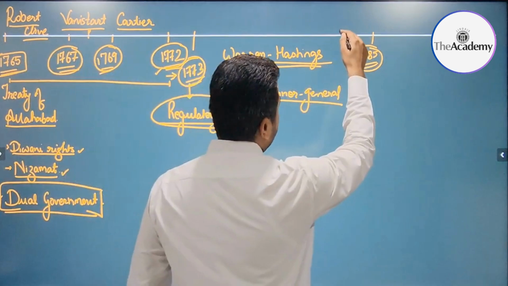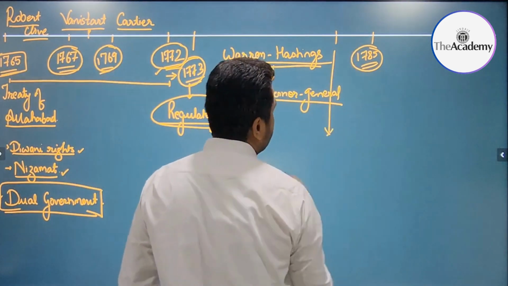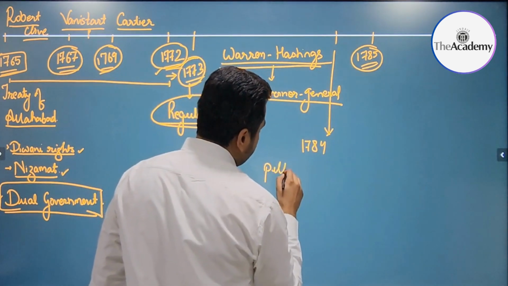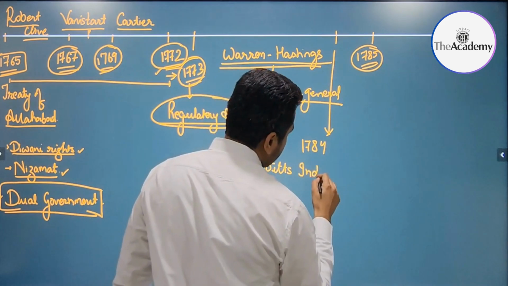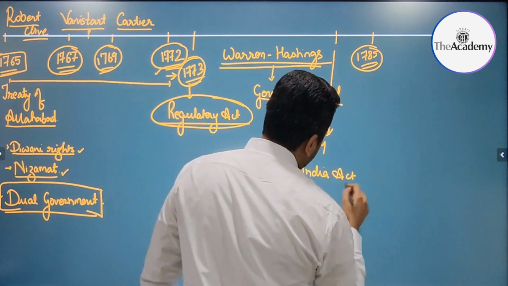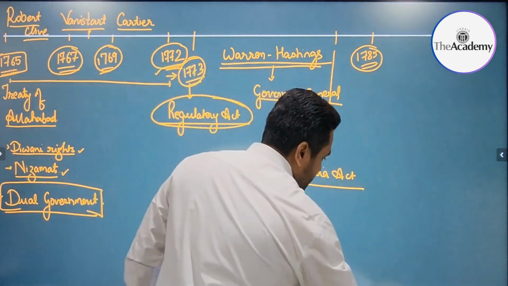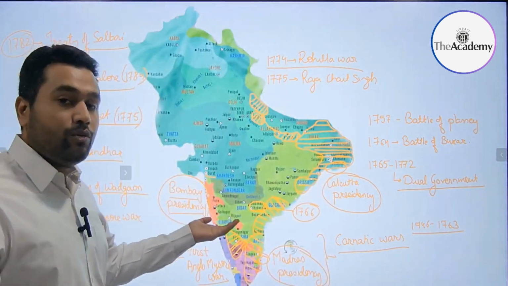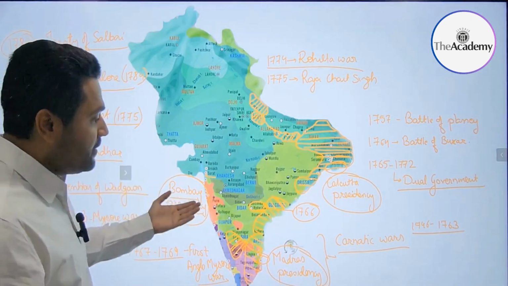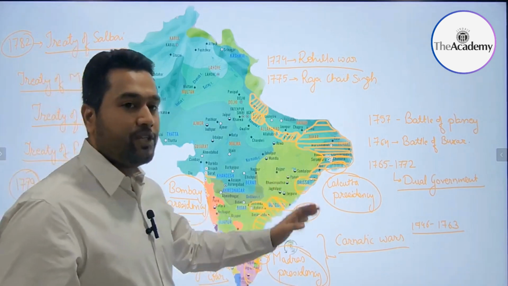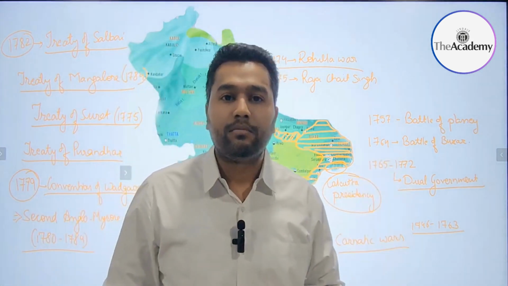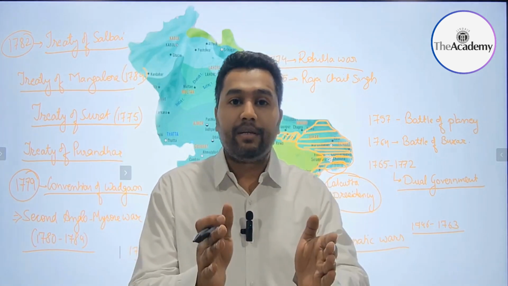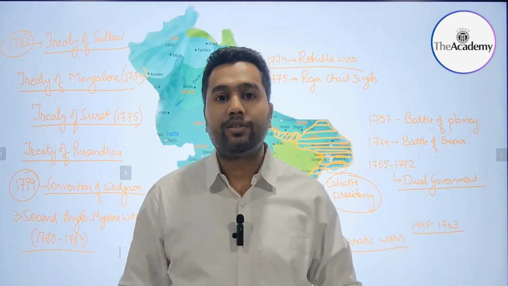One very important development that occurred during the time period of Warren Hastings was the Pitt's India Act of 1784. Now by 1784, had there been no Treaty of Salbai, had there been no Treaty of Mangalore, the Britishers would have lost India for good.